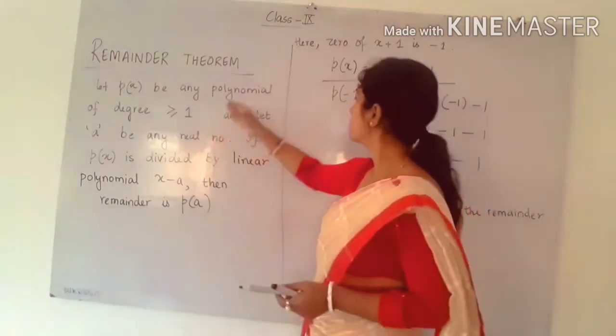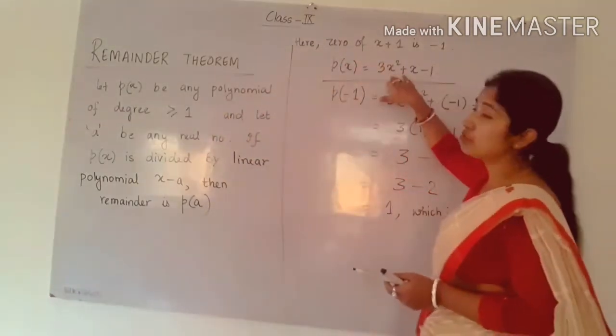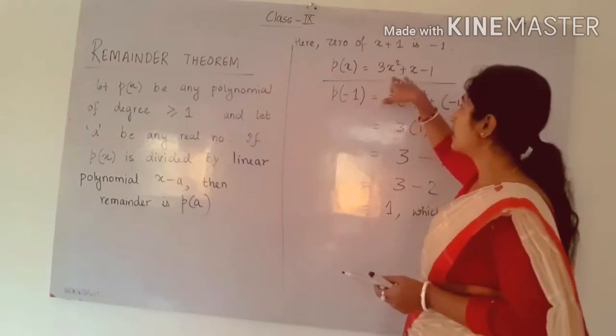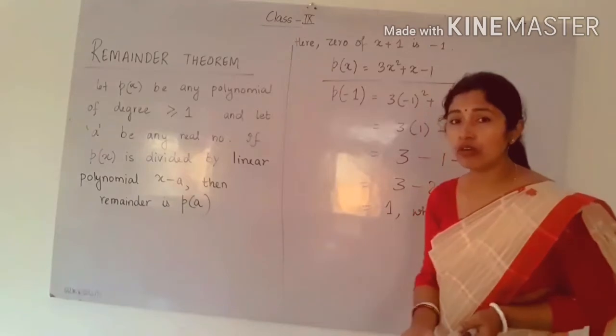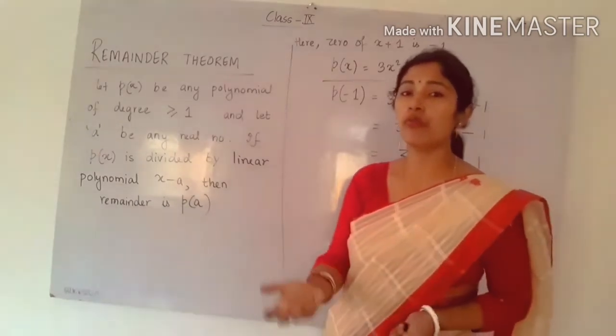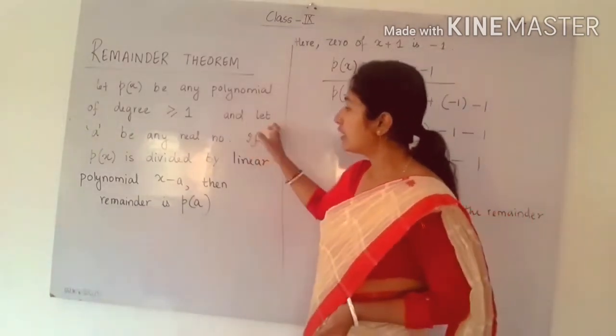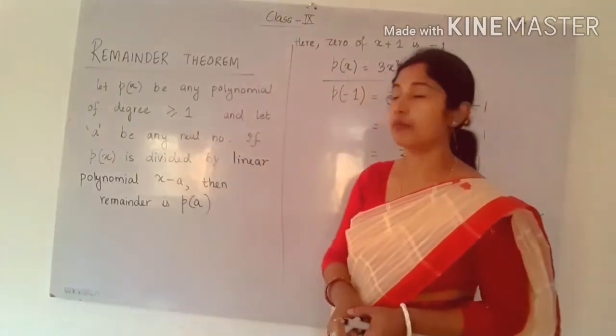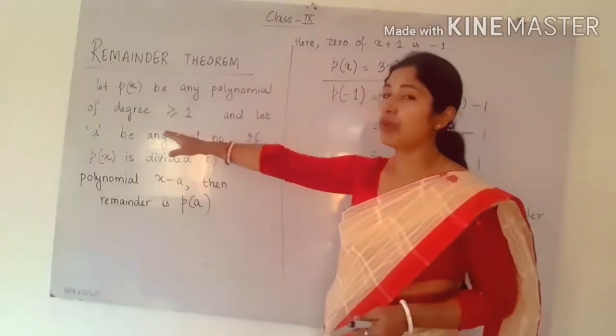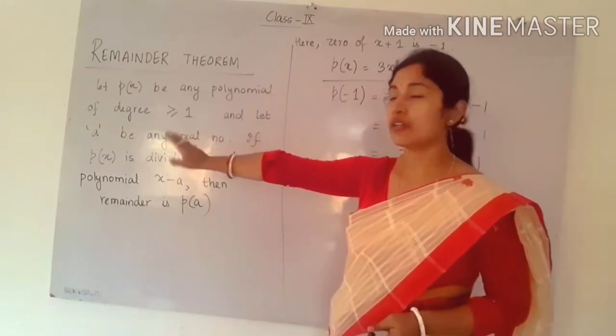So here our degree is what? 2. This polynomial has degree 2, which is greater than 1. It may be greater than 1 or it may be equal to 1. And let a be any real number. So what is a? a is any real number, which means it may be a rational or an irrational number.